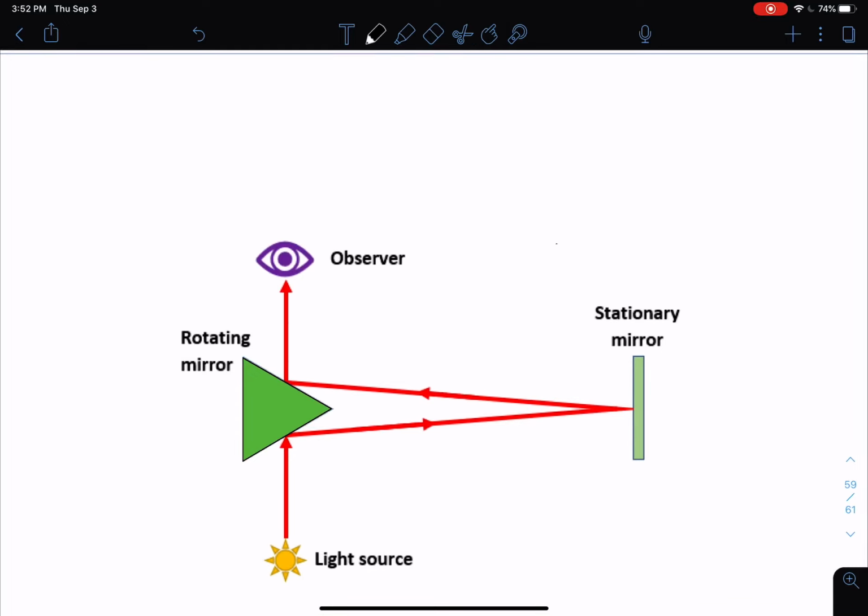How do you determine the speed of light? There have been many experiments throughout the years to try to determine the speed of light, but there's one that really stands out, and that's the one done by Michelson, and that's what I've got diagrammed here.